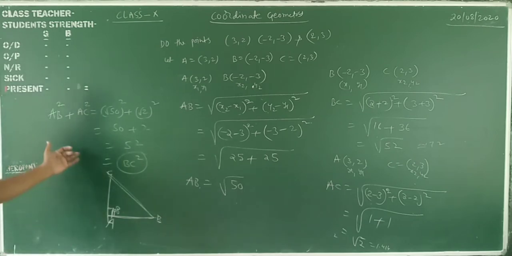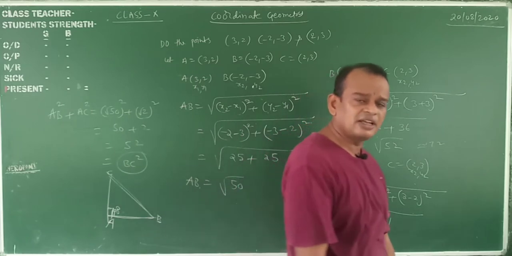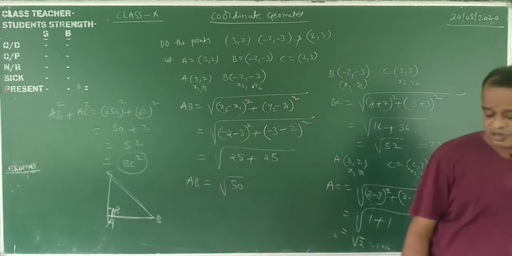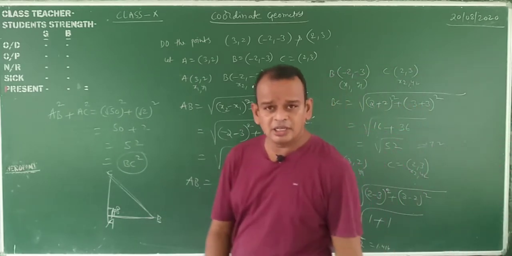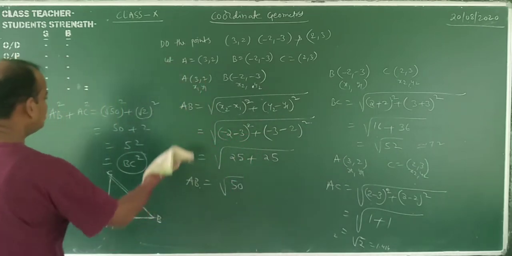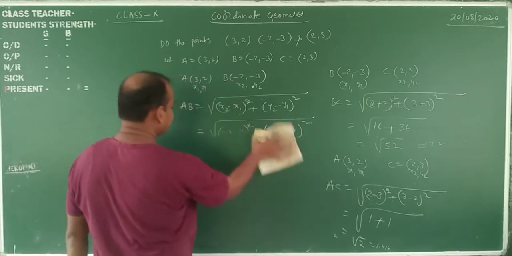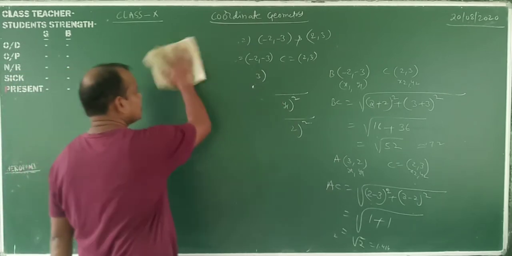What type of triangle is it? This is a right angle triangle. So the points do form a triangle, and the type of triangle formed is 100% a right angle triangle. This way you will complete the problems. Okay, my dear students. Next.